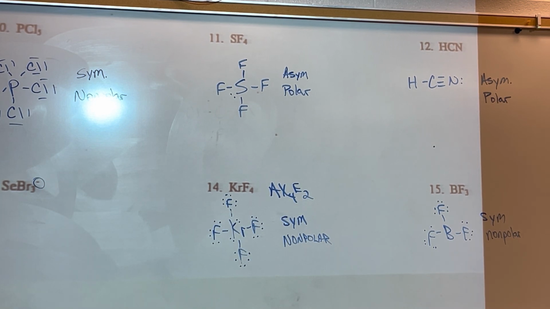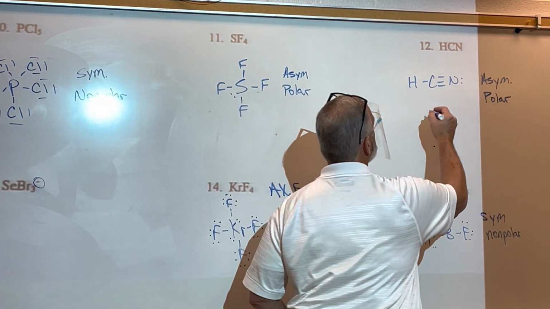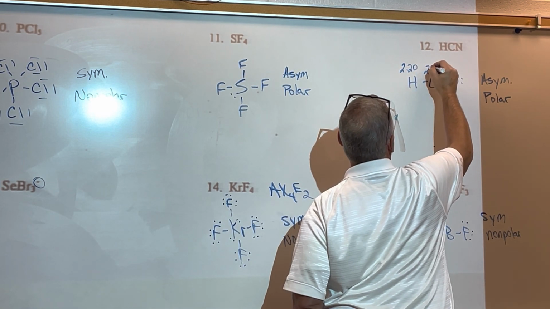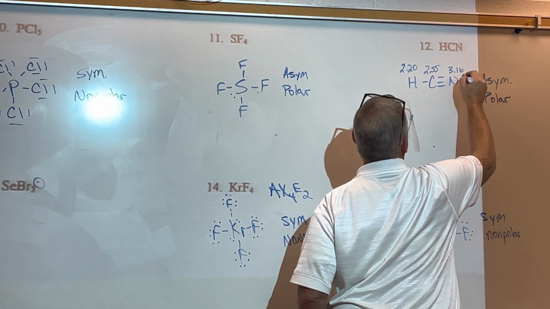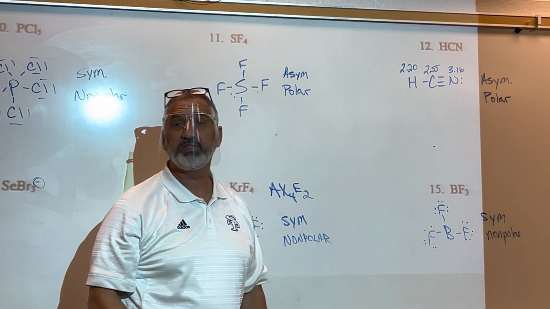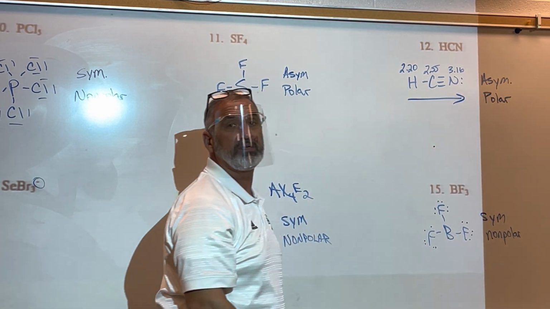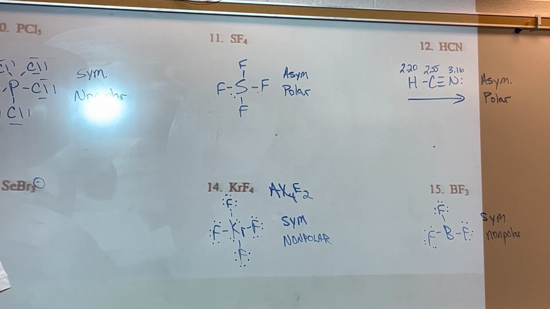Are y'all good with that? Any questions at all? 12, how is it polar if there are no polar bonds? There are polar bonds because you've got nitrogen. So it's being pulled. This is 2.20, this is 2.55, this is 3.16 when you look at electronegativities. So the electrons are all being drawn that way. I just missed the lone pair. Okay? Any others?